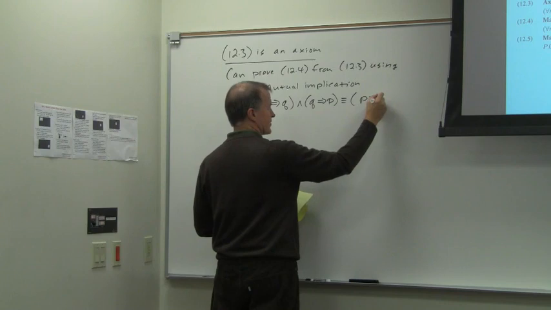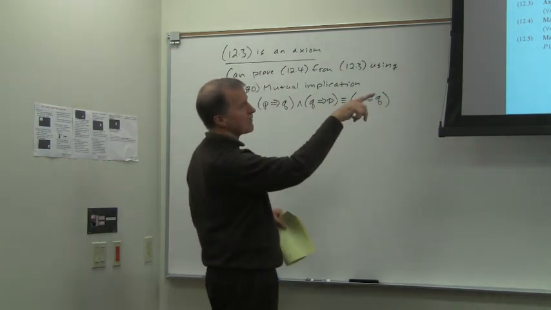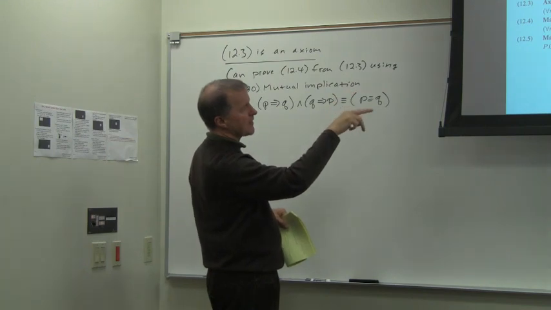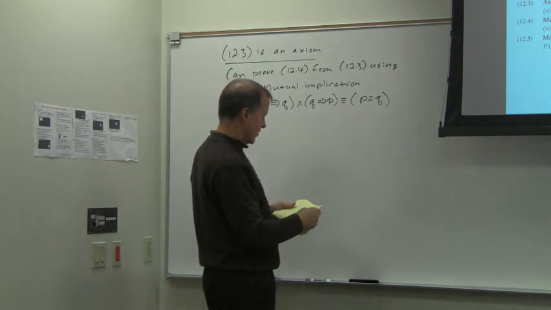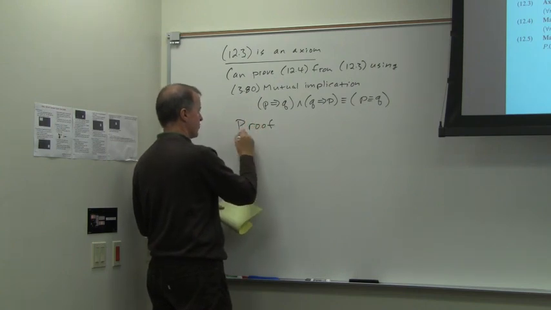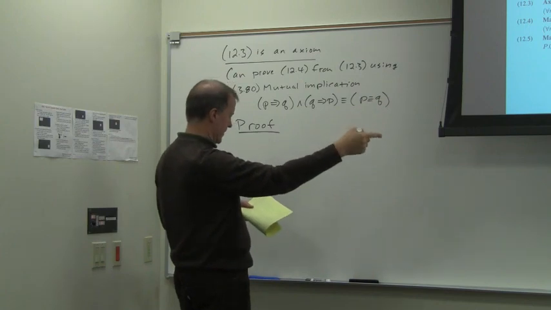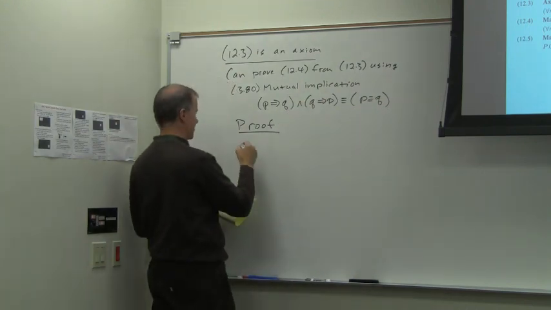Yeah, P equivales Q. All right? And so we already have it. We already have the left-hand side implies the right-hand side. So here's how our proof will go. We will prove that the right-hand side of 12.3 implies the left-hand side of 12.3.